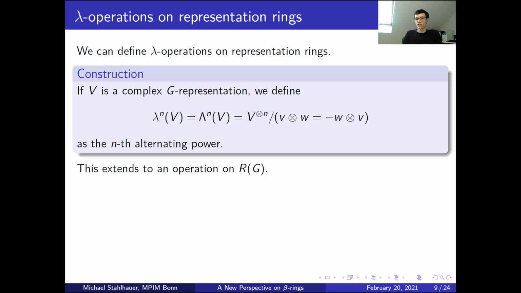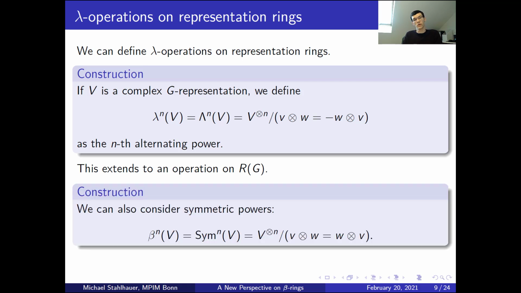Okay, and we can check that this construction for vector spaces also extends over formal differences, so we get an operation on the entire representation ring. Alternatively, we could also consider symmetric powers, so we don't enforce the relation that a twist acts with -1, but we enforce the relation that every permutation acts by the identity. So this then is a symmetric power, and this also we call beta n of V. But historically, the more important thing was the lambda operations, so those are the ones we will focus on. And of course, both of these constructions can also be done with vector bundles, so we can also give these definitions on the zeroth K group of a compact space X.